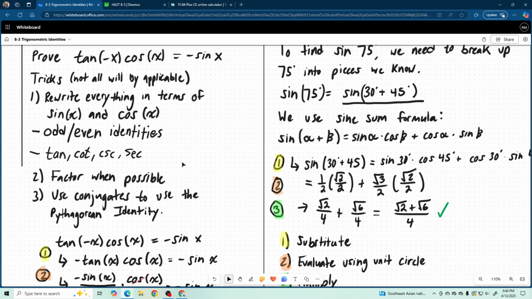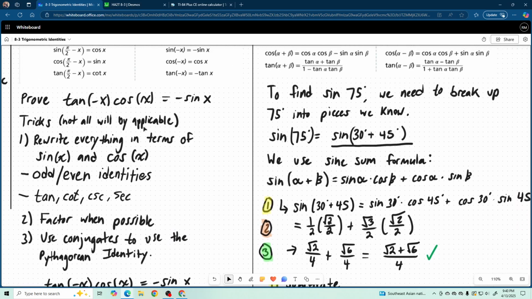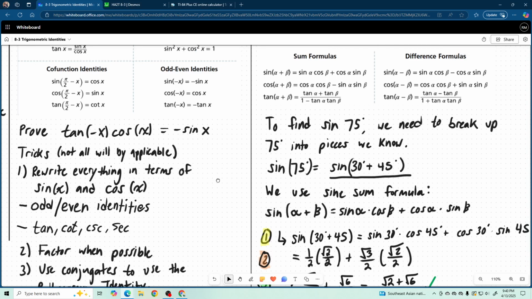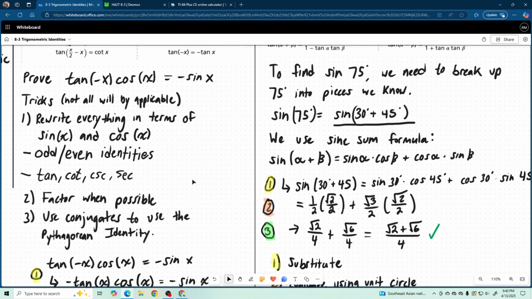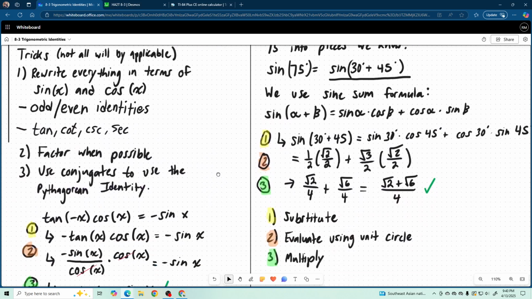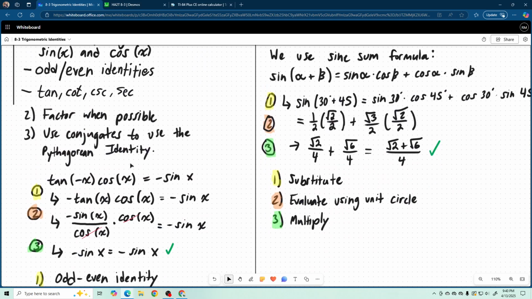All right, the second one's just going to be factor when possible, and then the third one is use conjugates to use the Pythagorean identity. There's going to be some conjugates you can use, like for instance, if this is sine squared x plus cosine squared x equals 1, you can also think of this as 1 minus cosine squared x equals sine squared x. And like I said, you can play around with those a little bit. If you do problems with those, you'll be able to pick up on it pretty easily.